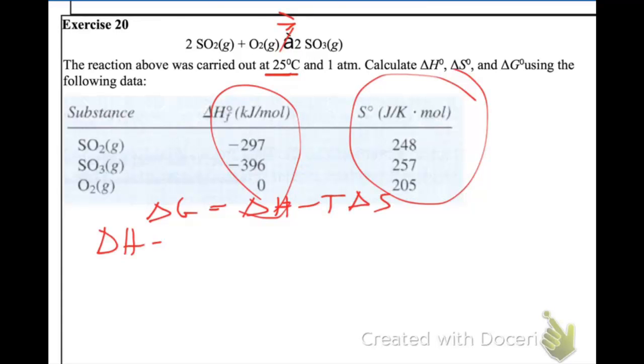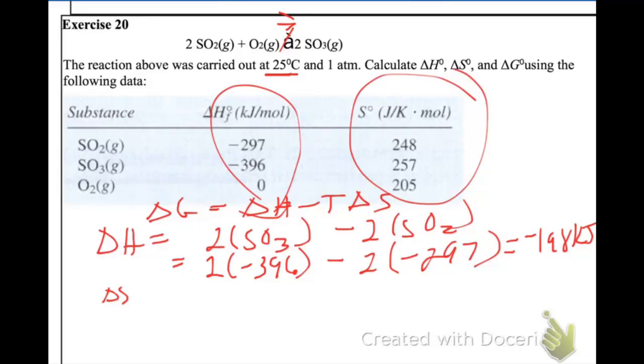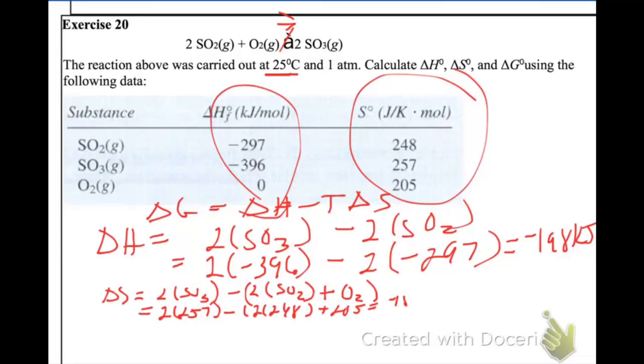Alright, so delta H, it's going to be my products minus my reactants, right? And oxygen would be 0. I plug in the numbers and I get minus 198 kilojoules. I do the same thing with delta S, and oxygen's value is not 0 in this case, so I've got to add it in. And when I do that, I get minus 187 joules per mole.